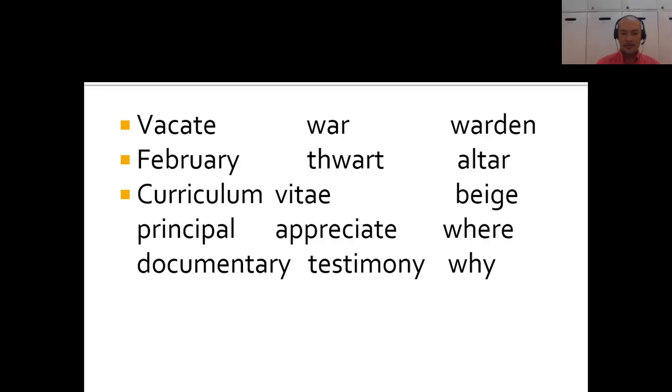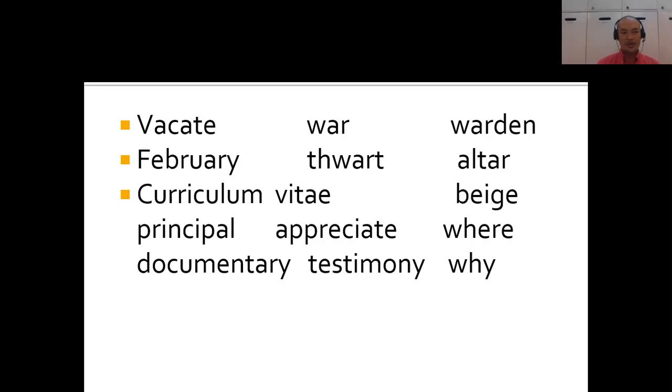Then we have appreciate. We don't say appreciate, but appreciate. We have to separate the she and the ate. Then we have testimony. It's wrong to say testimony. So it's more on the stress part. And we have alter. Alter is the same sound as altar, which means to change. They have different spellings, but they have the same sound.